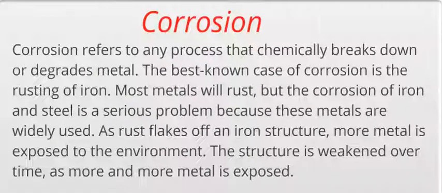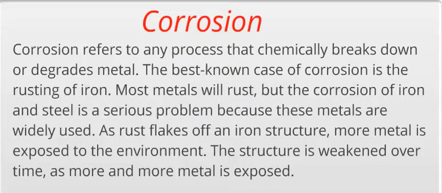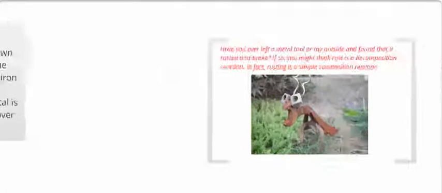Okay, so now we're going to talk about the corrosion of iron. Corrosion refers to any process that chemically breaks down or degrades metal. The best known case of corrosion is the rusting of iron. Most metals will rust, but corrosion of iron and steel is a serious problem because these metals are widely used. As rust flakes off an iron structure, more metal is exposed to the environment, and the structure is weakened over time as more and more metal is exposed.